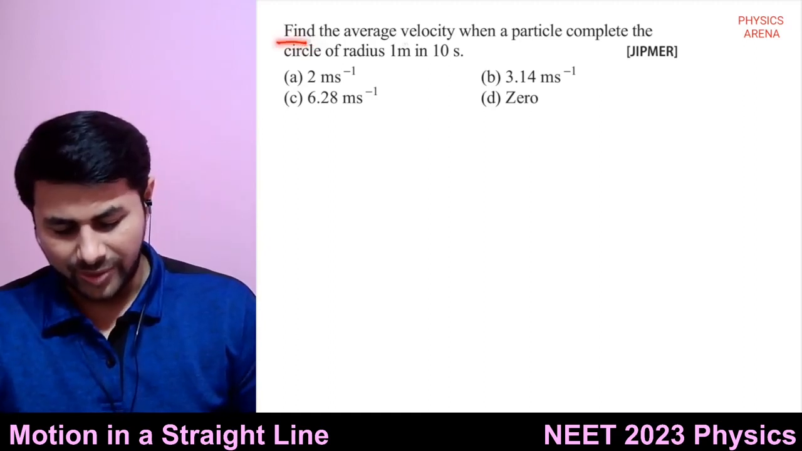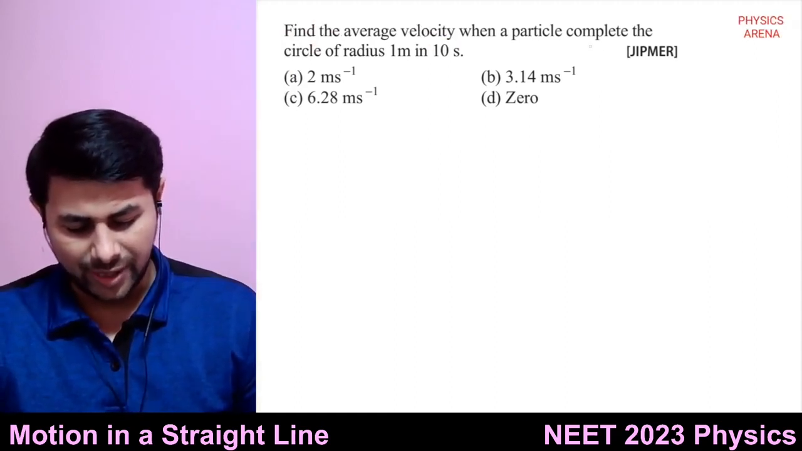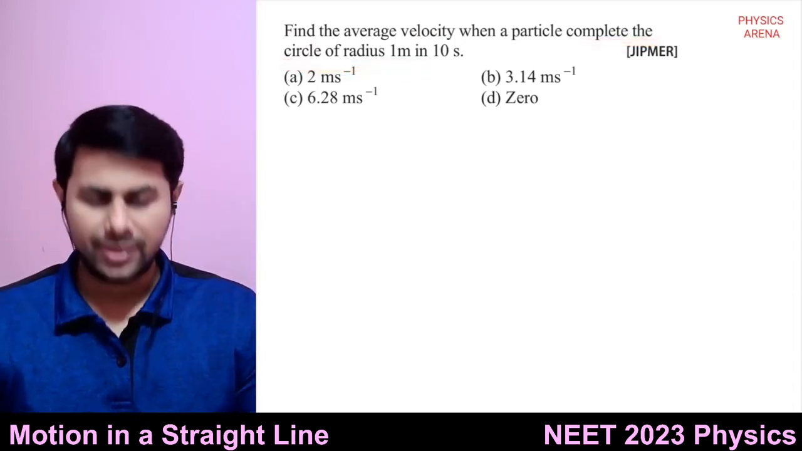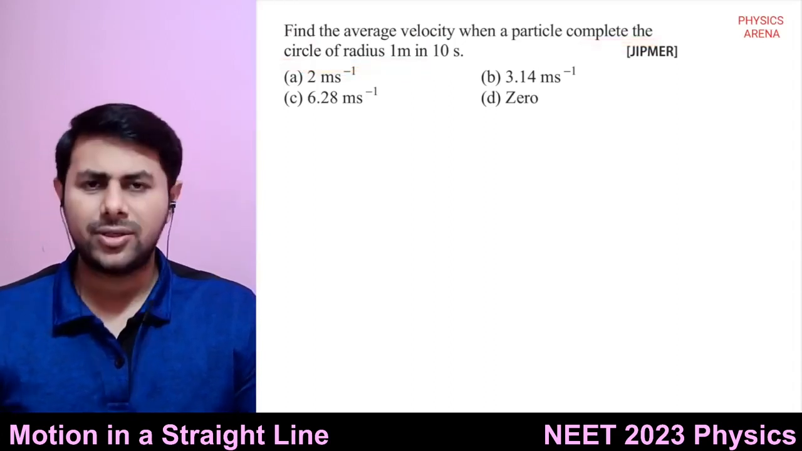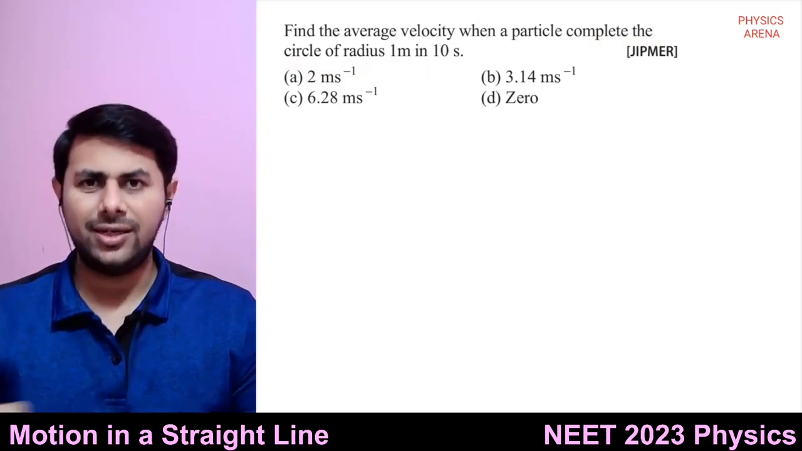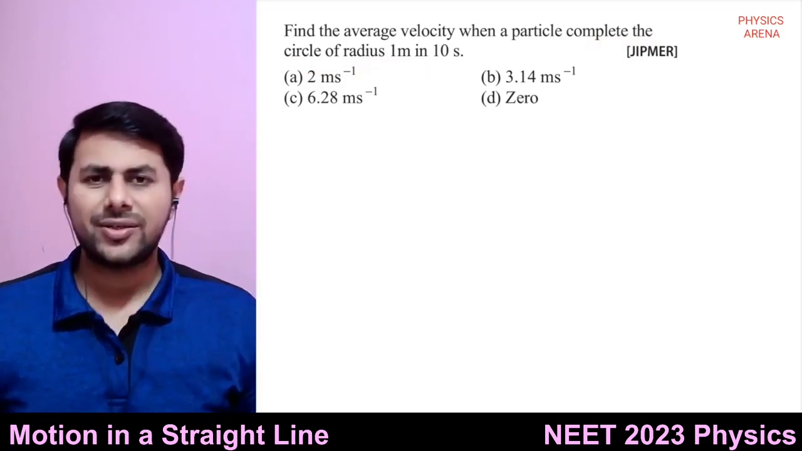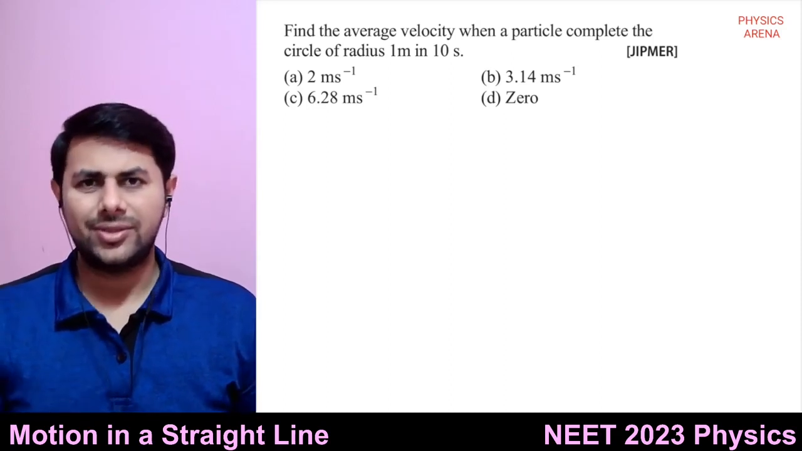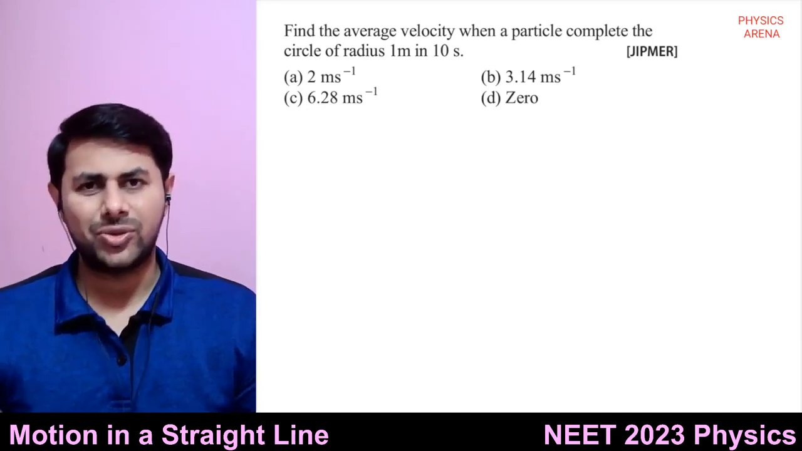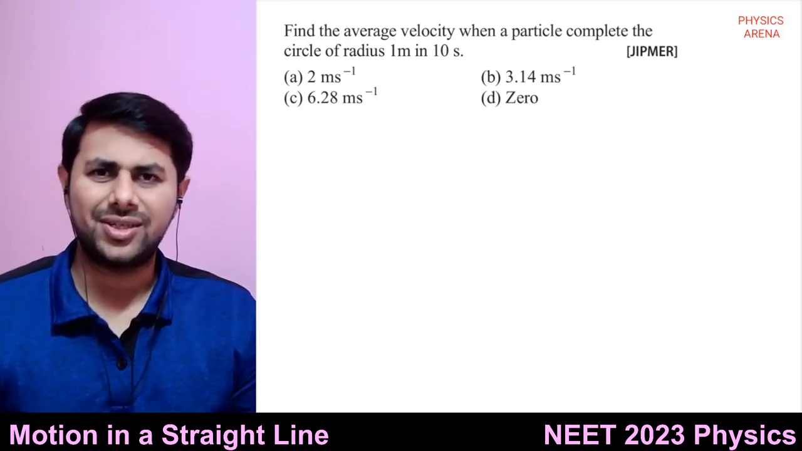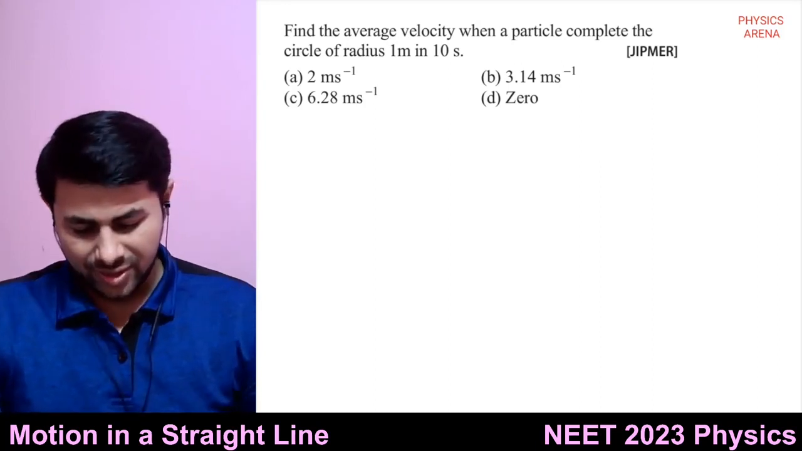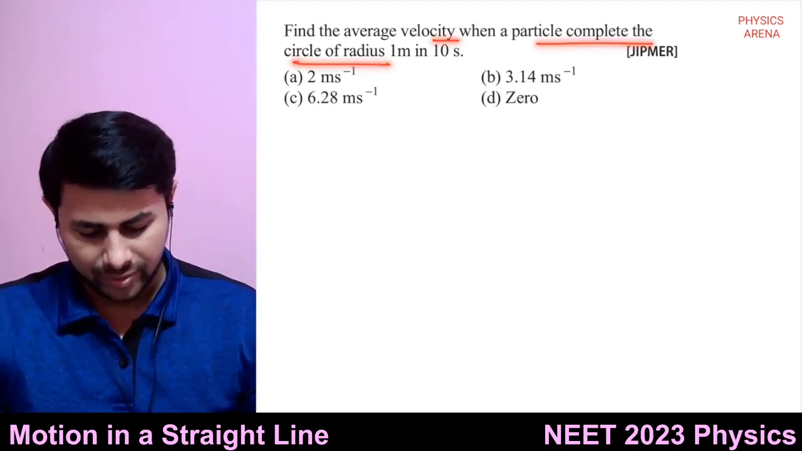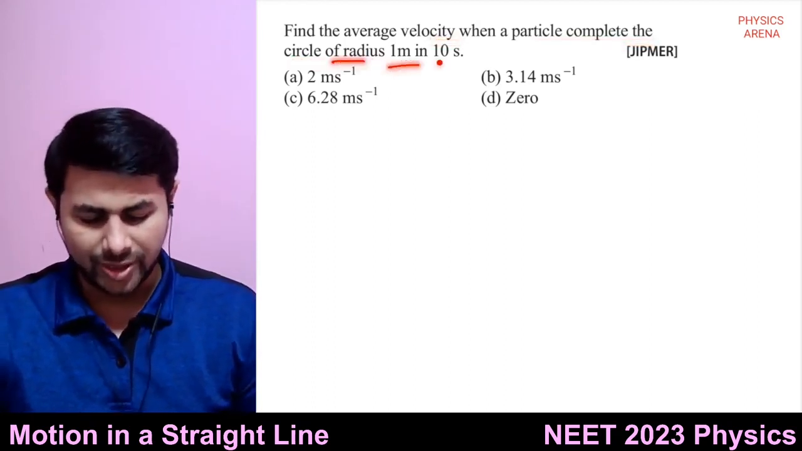So first question is, find the average velocity when the particle completes the circle of radius 1 meter in 10 seconds. So first of all, this is not motion in a straight line, it's moving on a circle, but the theory that we have discussed is relevant to this also. Motion in 2 dimensions, 3 dimensions. These are very simple things. So find the average velocity when the particle completes the circle of radius 1 meter in 10 seconds.